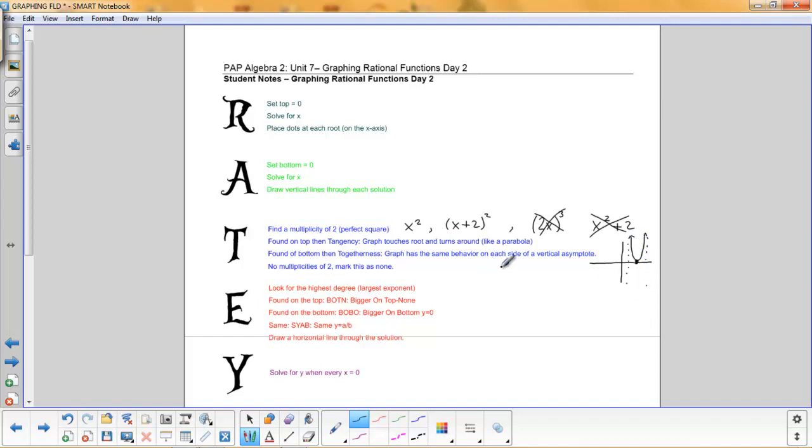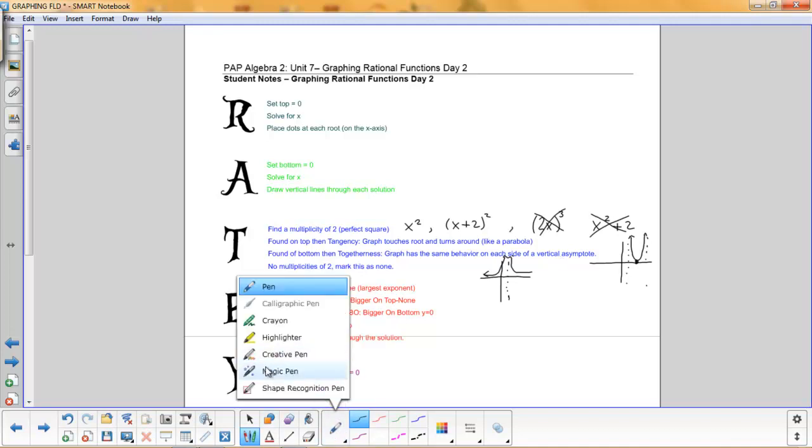If you have something called togetherness, then if we have that same graph going on right here, and I have an asymptote here in the middle, togetherness means that on one side of the vertical asymptote, if the graph goes up, then on the other side of the vertical asymptote, the graph will also go up to positive infinity. Likewise, if one side is going to negative infinity, then the other side is also. If there is no multiplicity of 2, then you mark T as none. So this is something that you're always going to mark. It's either going to be tangent, together, or it will have none. So just keep that in mind when we get to T.